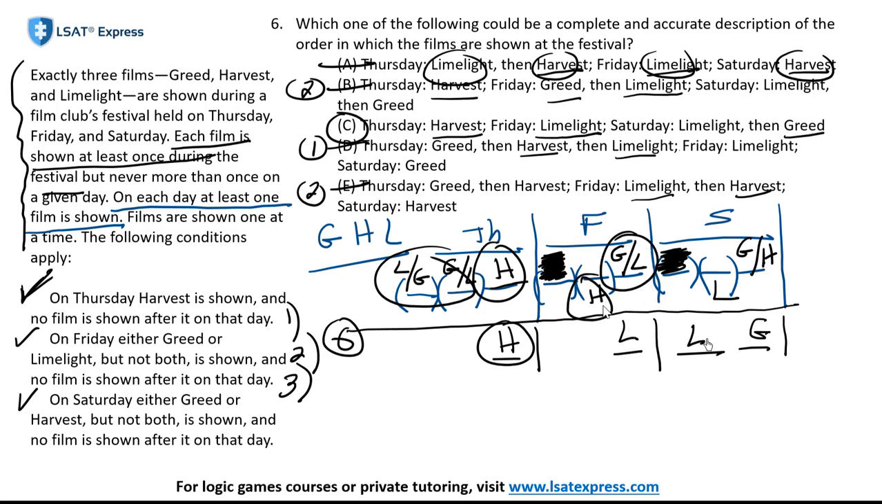H is optional. It doesn't appear, but that's fine. And then Saturday ends with either G or H. Yup, it ends with G. L is optional, and here L does appear. And you just have a better sense of the rules. That's going to make it easier to answer other questions correctly.